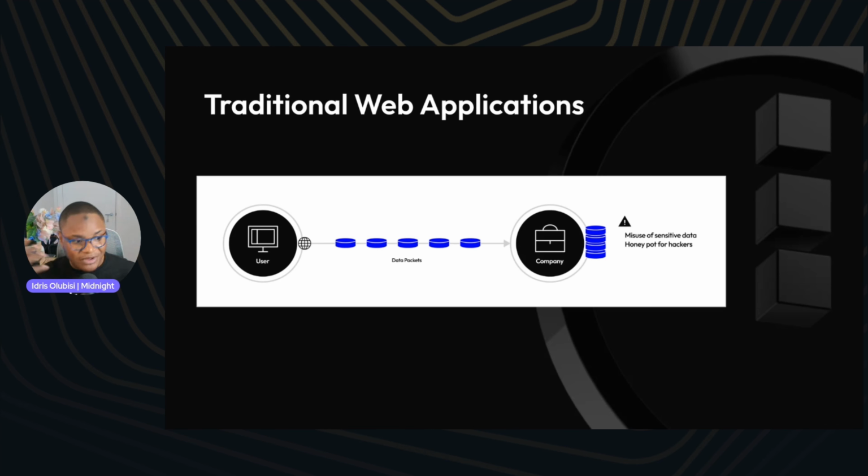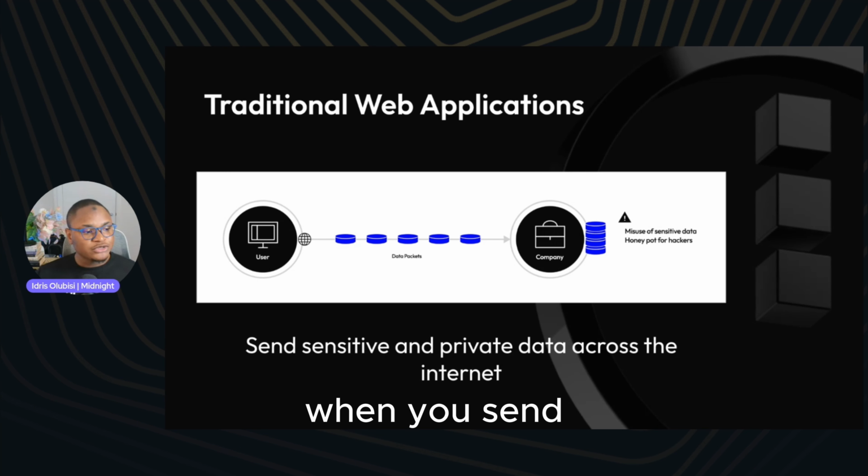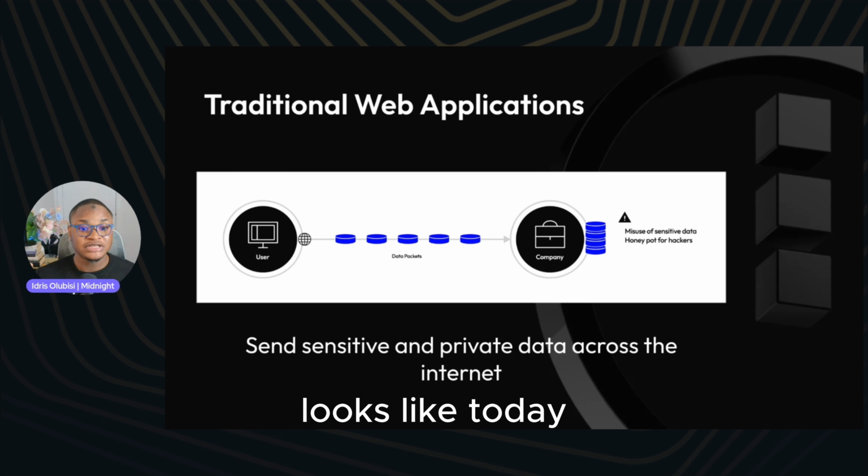You might be familiar with this flow already, because this is exactly the same flow, right? But the most important piece is that when you send sensitive and private data across the internet, that's exactly the model. That's how it's currently being built, right? Sensitive data, private data, they all leave your machine and then go somewhere you can't control. It is the original scene of what web architecture looks like today.